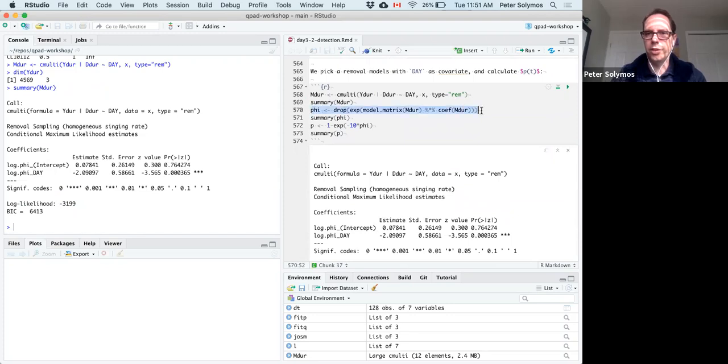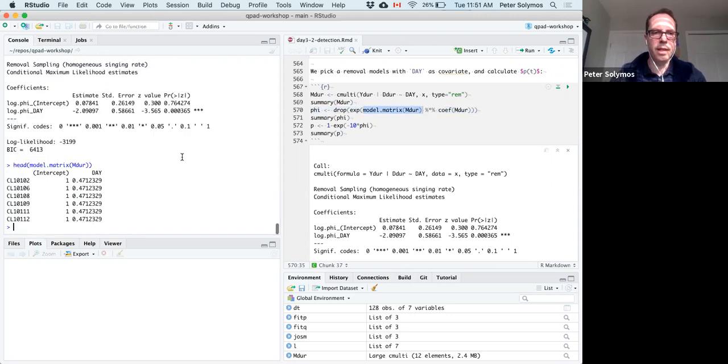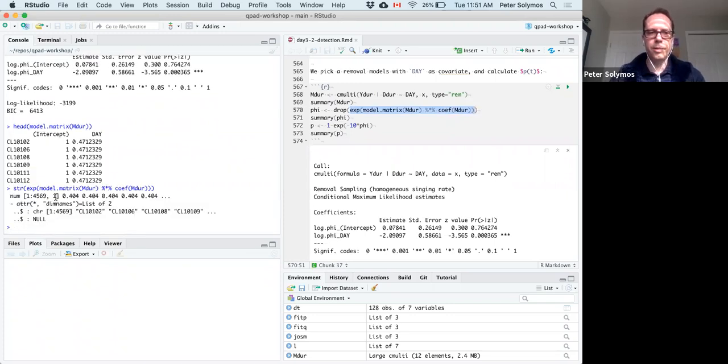We can use this line for prediction. So we take the model matrix. As you recall, that was just the intercept and this day. Multiply them together with the coefficients and then exponentiate it. If you do this, then it's going to be a matrix, and we don't want that extra dimension, we just want a plain vector. That's why we are using drop. So this is going to make a vector out of this matrix.